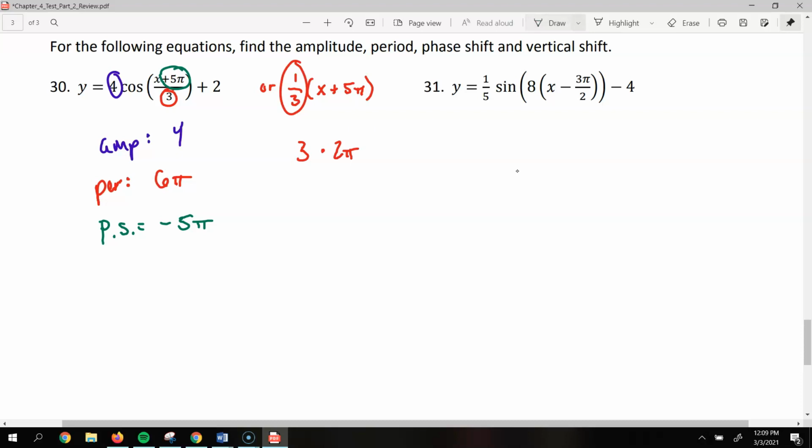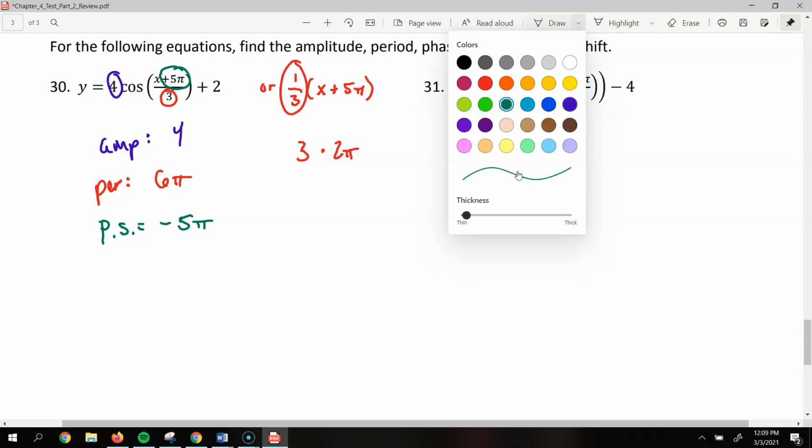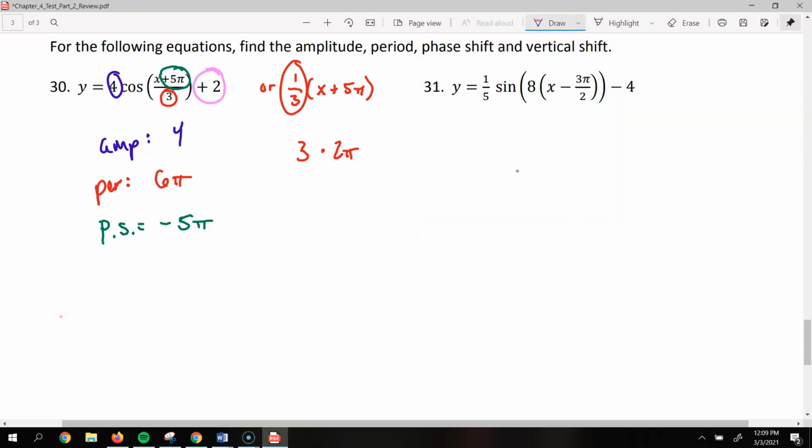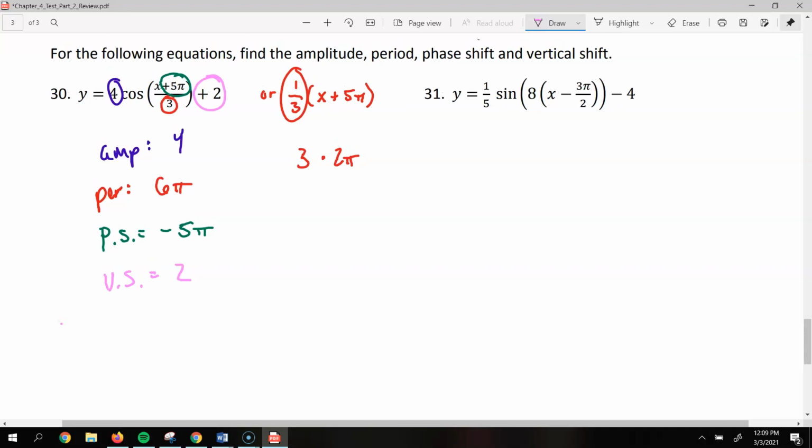And then the vertical shift, what color haven't I used here? Let's use purple. The vertical shift is the +2, meaning it's moved up 2 units, or we could just say it's a +2 there. So that's how you could find the amplitude, the period, the phase shift, and the vertical shift for that function. Again, I think the trickiest one to find is the period. That's when we have to do the most work.